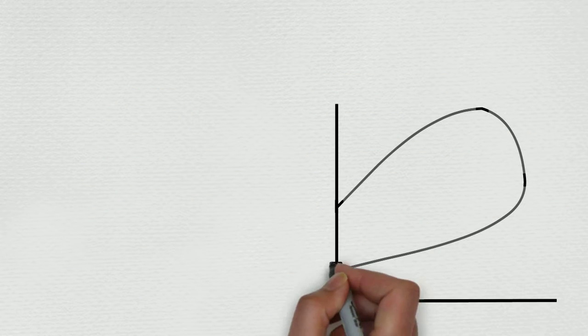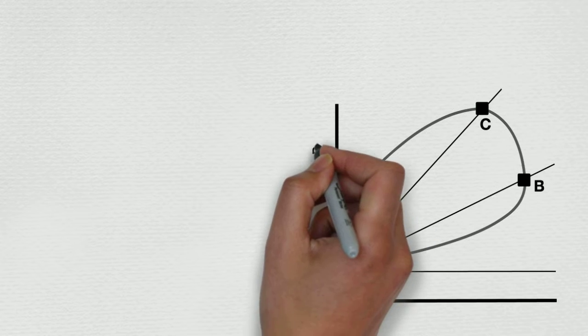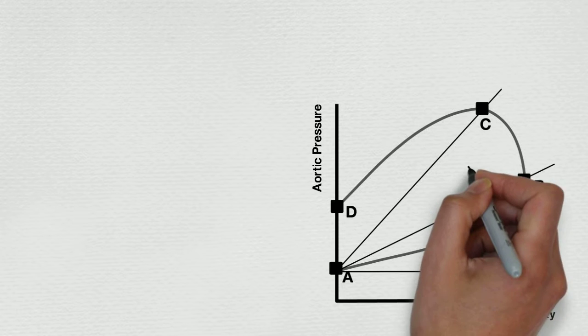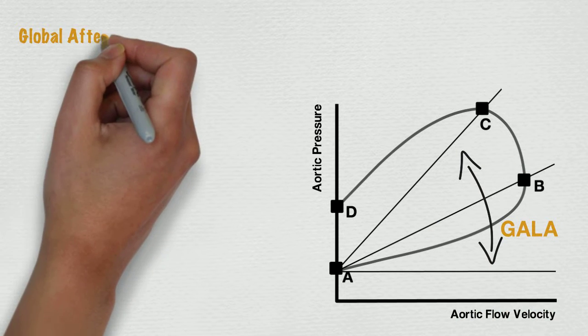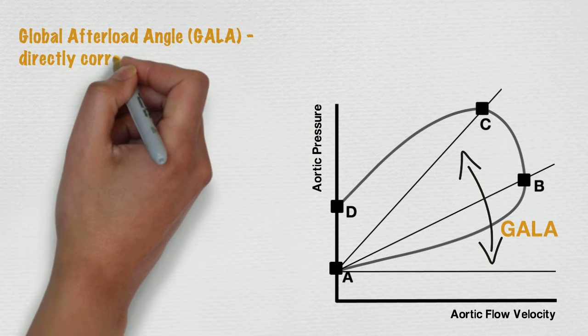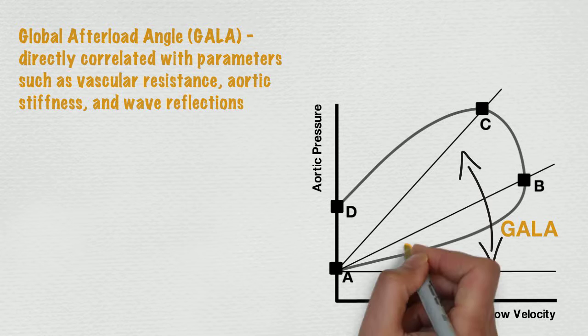Once generated, 3 different angles can be calculated from the loop. Firstly, the global afterload angle, or GALA. The value and variation of this angle are directly correlated with parameters such as vascular resistance, aortic stiffness, and wave reflections.